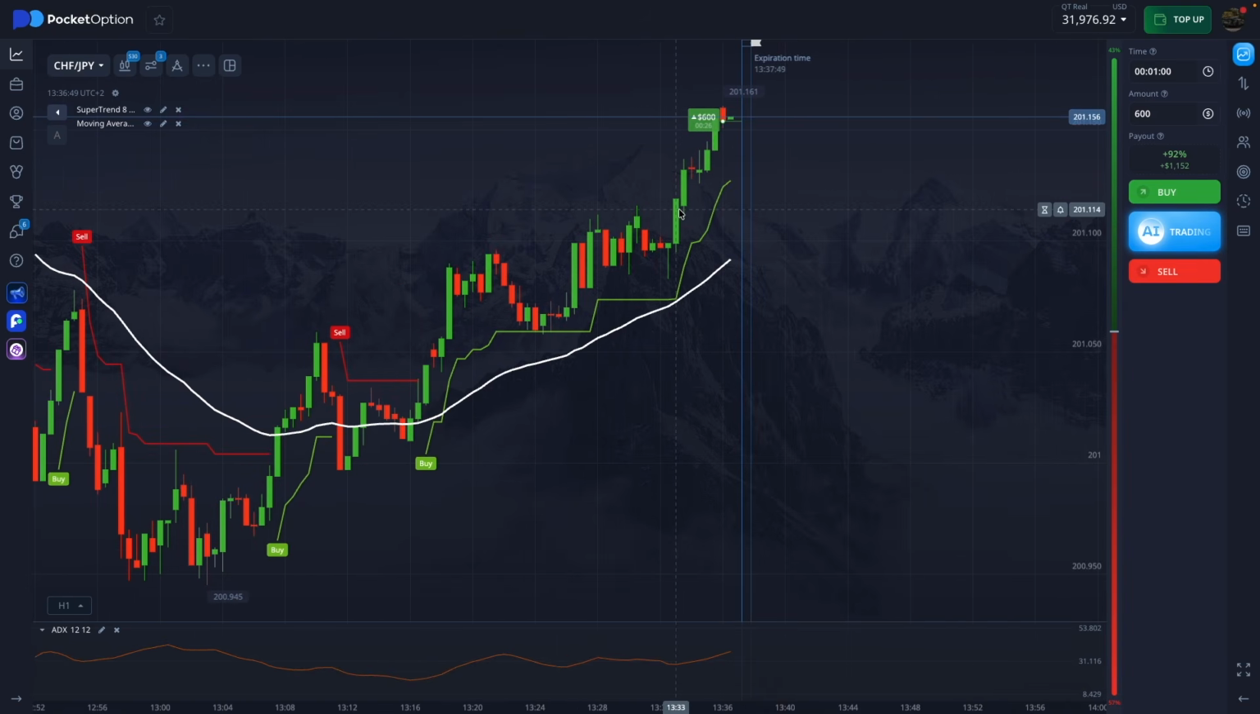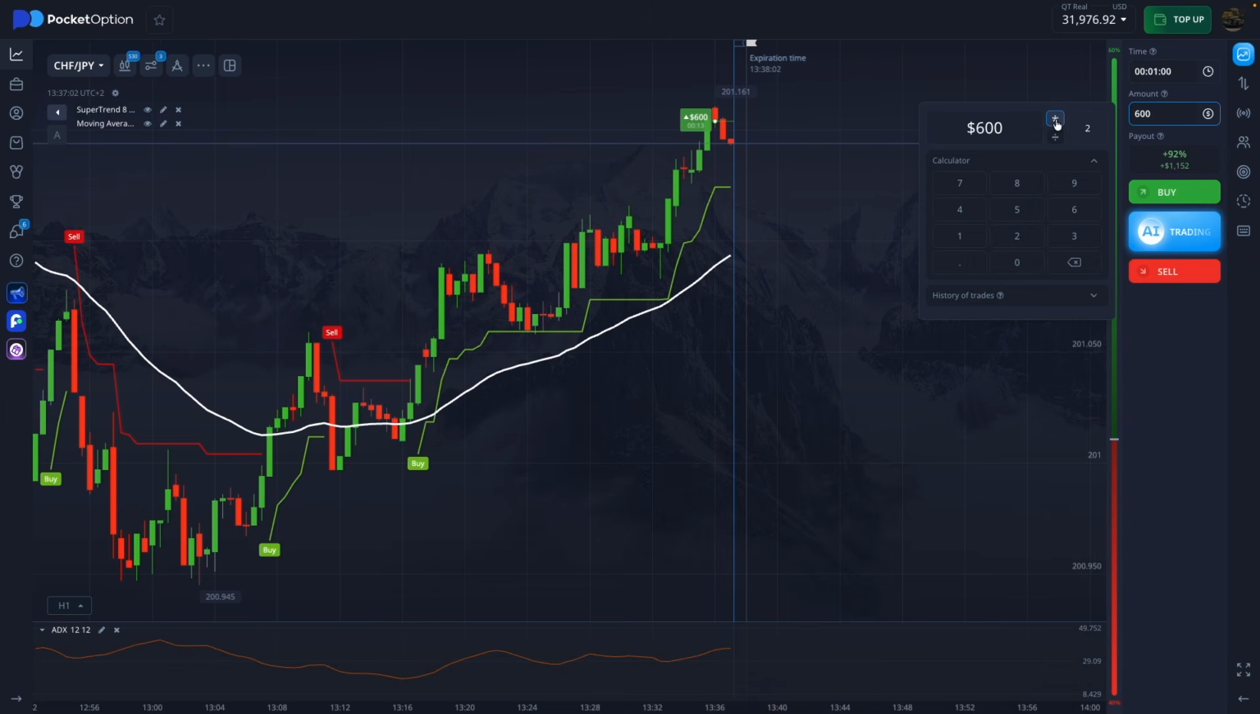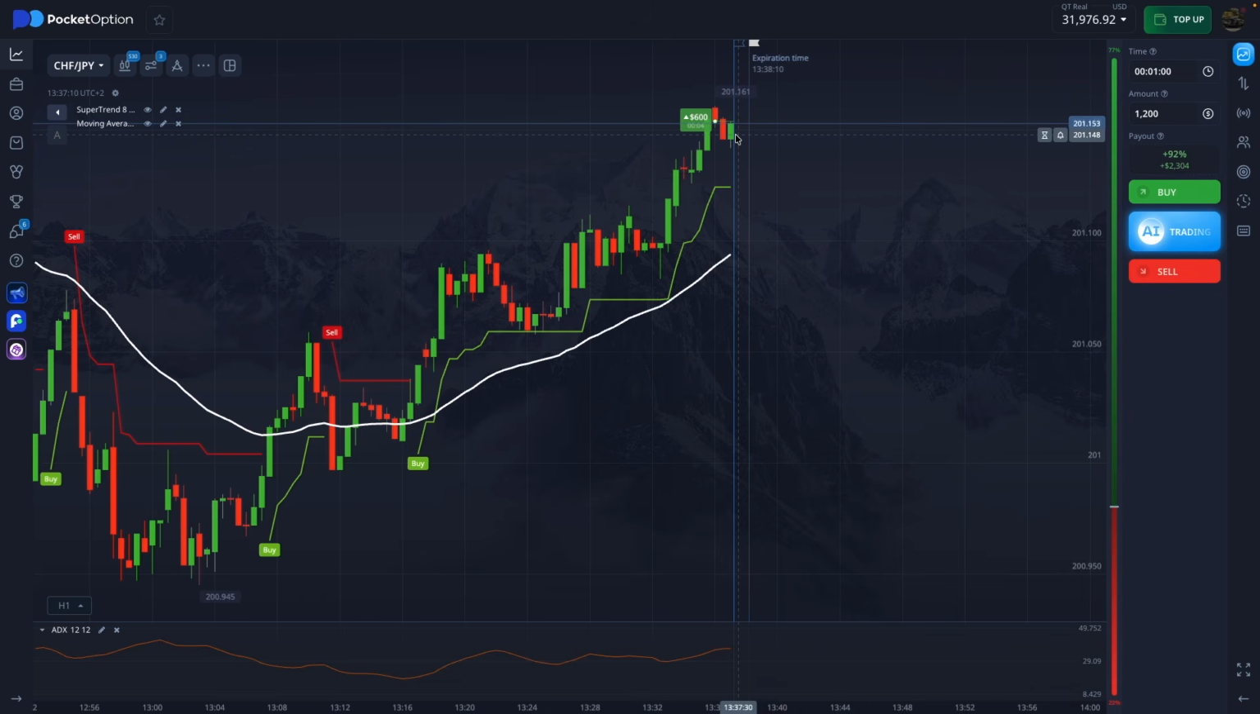So accordingly, I opened a trade at $600 with a return of 92%. I will easily cover the loss from the previous trade and make a little profit from this trade. If the trade closes at a loss, well, I'll just double the amount here and open the next trade with the doubled amount. That is, again, it happens that I catch some corrective movements and just some trades in a row close at a loss.